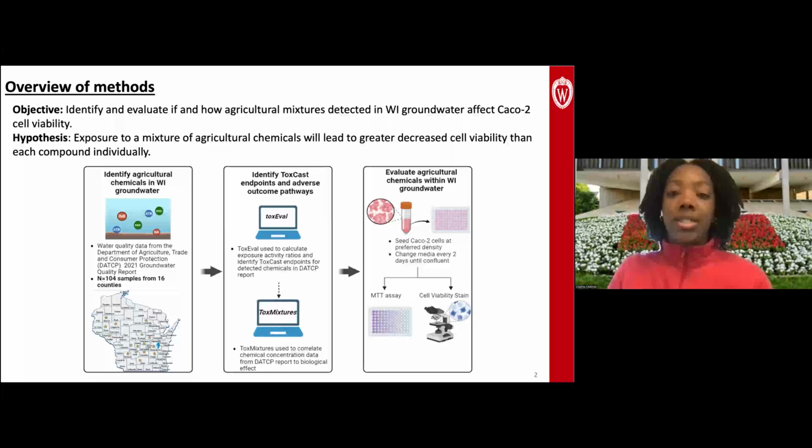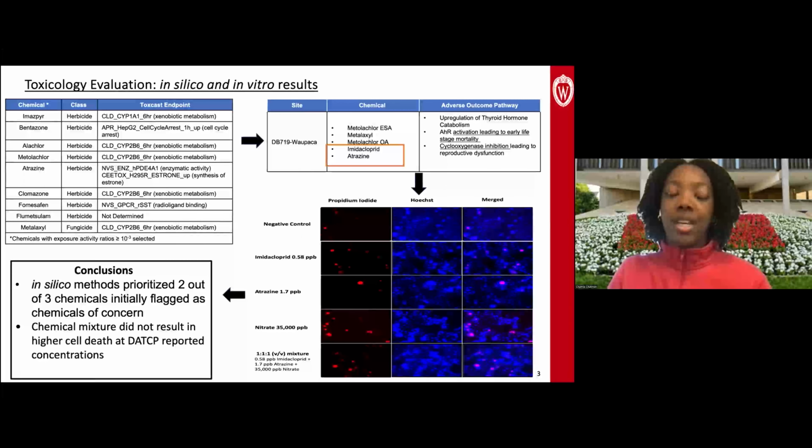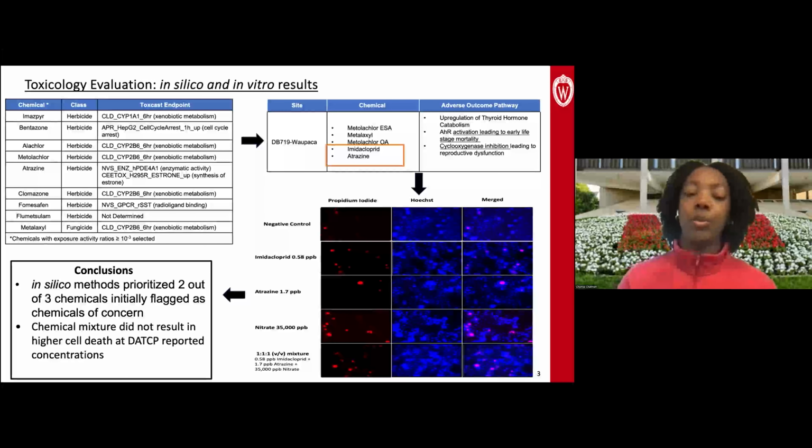Moving into the second part of this study, I'll take your attention to the top left table, which is our toxEval output. This output was broken down into 2 parts. First, calculating exposure activity ratios for chemicals of interest to help us prioritize which chemicals would lead to biological impact, and then also correlating that to specific assays within the US EPA's ToxCast chemical screening database.